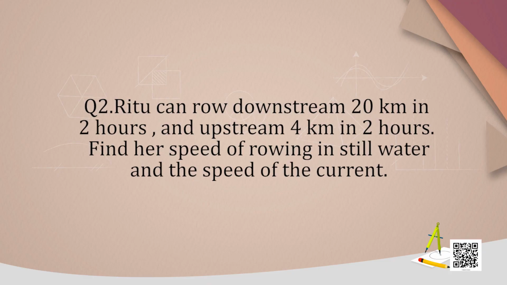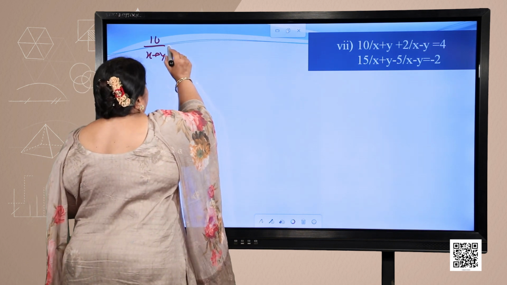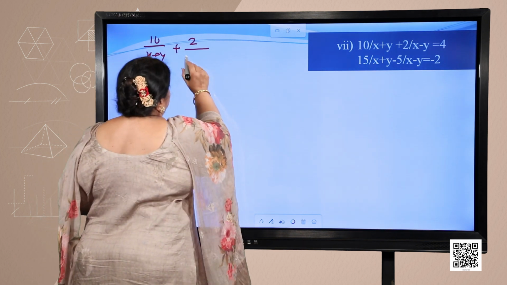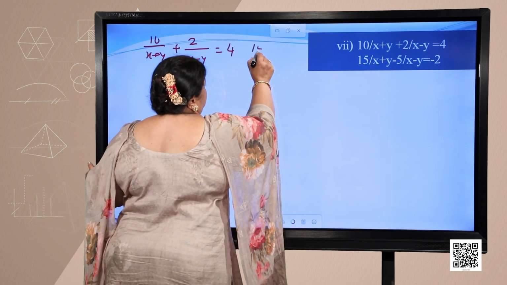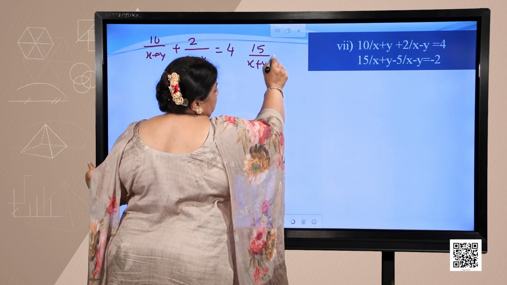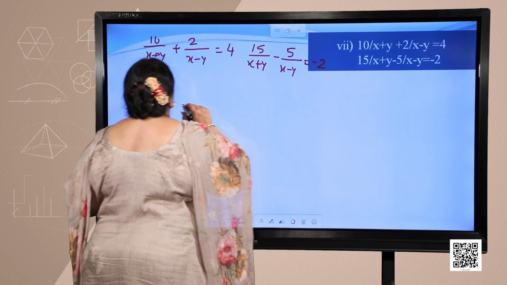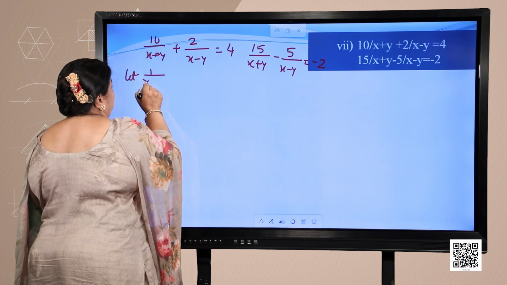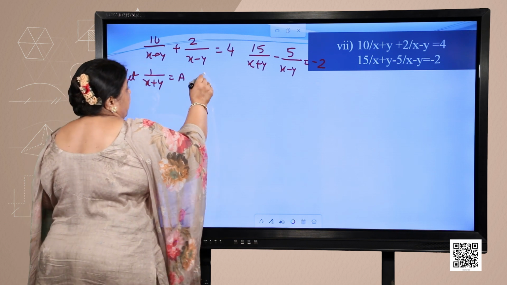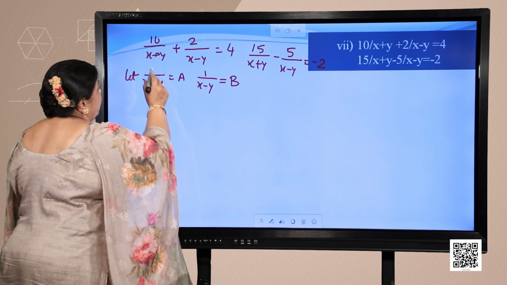So, students, let us see, this is a different type of question here. We have 10 upon x plus y plus 2 upon x minus y is equal to 4. And next equation, 15 upon x plus y minus 5 upon x minus y is equal to minus 2. Can you observe here, we have x plus y together. So, let me assume 1 upon x plus y as a and 1 upon x minus y as b. Look how the equations will change.